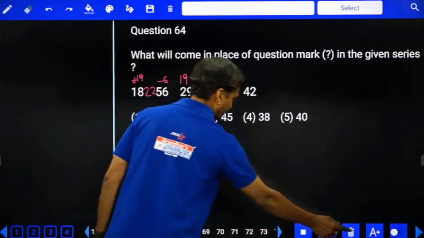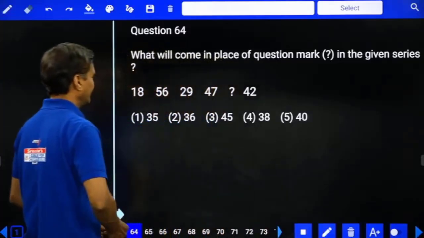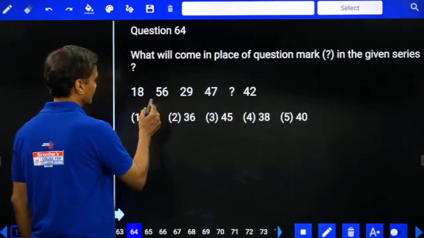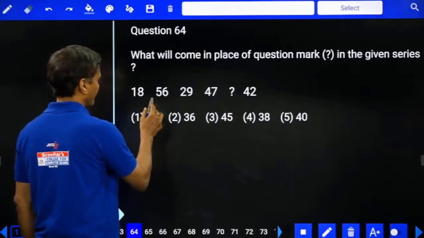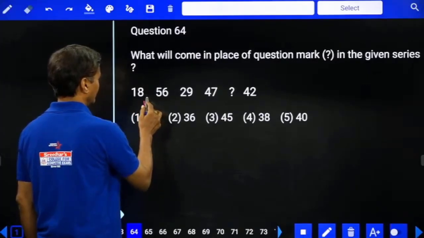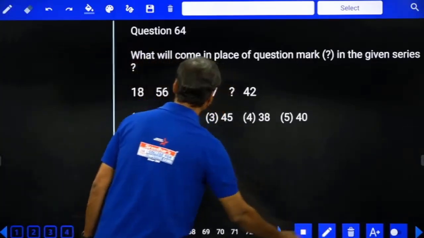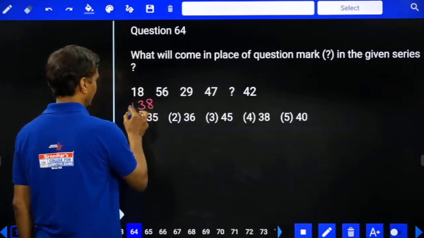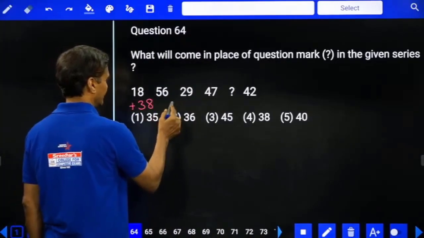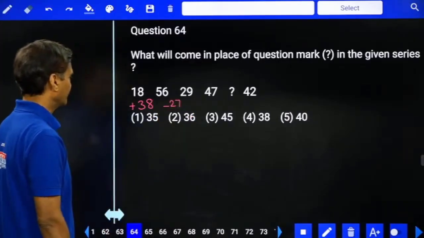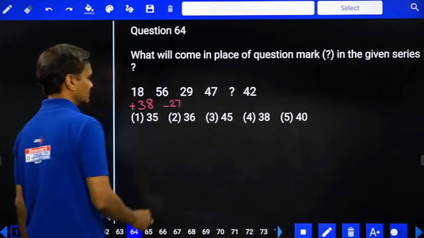Now in this 64, now 18, 56. Here again, it comes under difference. And 18 and 56, what is the difference we have? The difference is 38. Now the difference between these two is how much? 38. Then 50 plus 38. And the next one, 56 and 29. Here the difference is how much? Minus 27. Then 38 minus 29, 7.